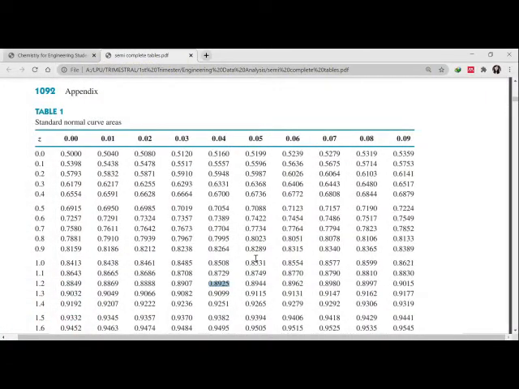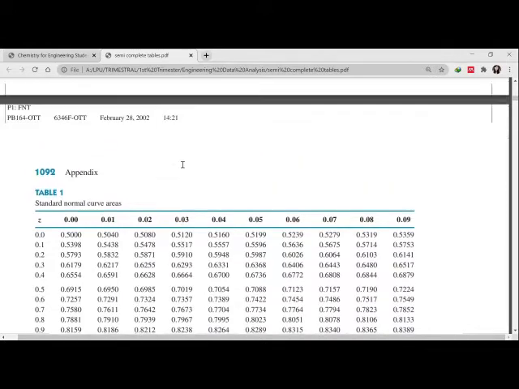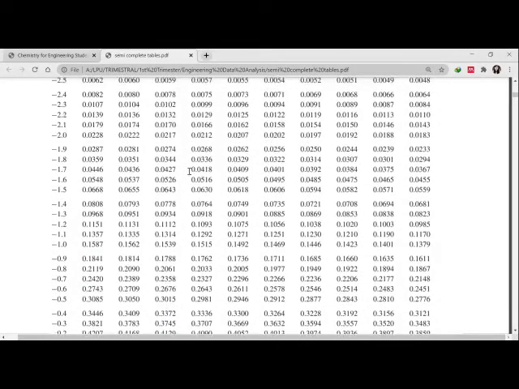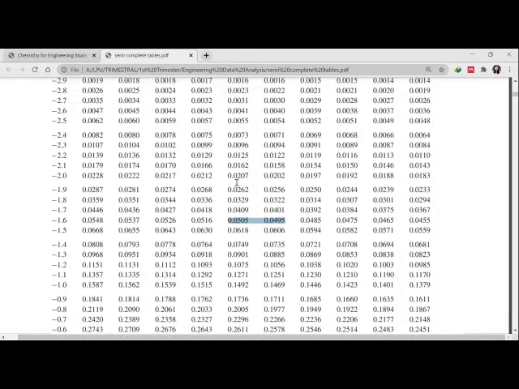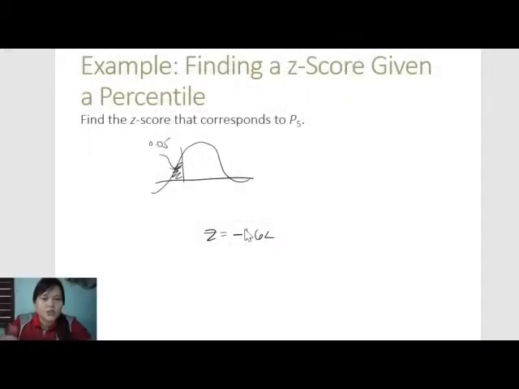Let's look for 0.05. Since there is no exact value, what we have here are 0.0505 and 0.0495. So we would be getting the middle, since 0.05 is in the middle of these two. We take the middle of negative 1.64 and negative 1.65, and the middle of that is negative 1.645. So therefore, your z value is negative 1.645.